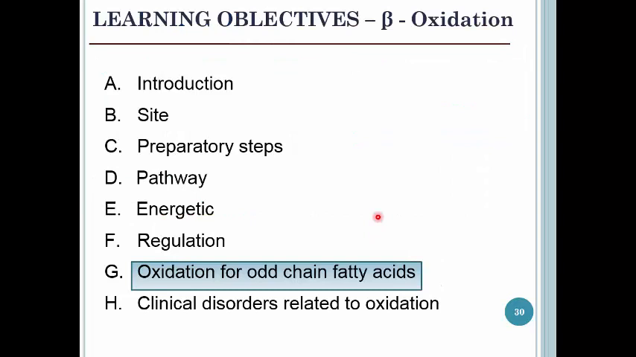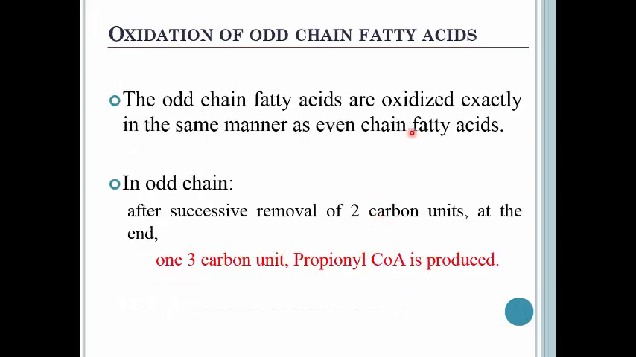So this is about the beta oxidation of even chain fatty acids. Now what is the difference in odd chain fatty acids? Let's have a look. So odd chain fatty acids are oxidized exactly in the same manner as even chain fatty acids. It is just the same, but as they are odd, at last it will produce one molecule of a 3 carbon unit compound, that is propionyl CoA. Whereas in the even chain they just produce acetyl CoA because they are even chain.